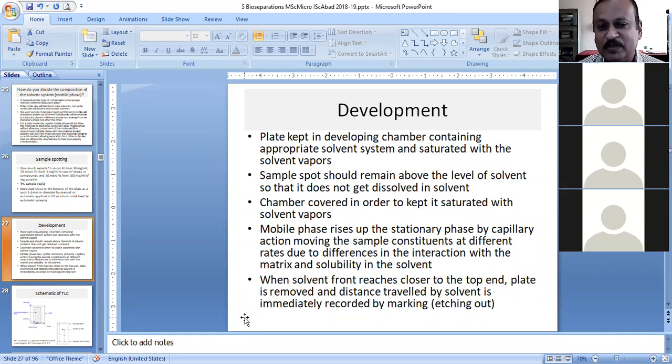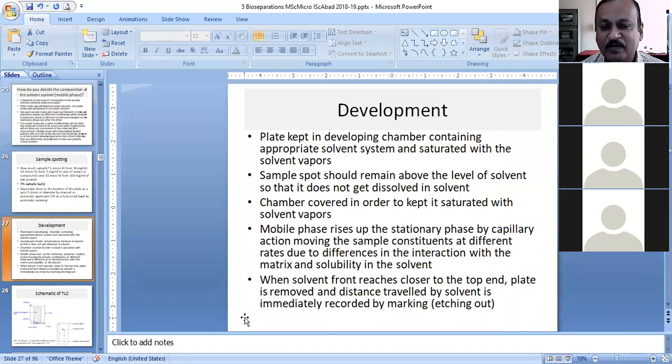So these are volatile solvents, and when you cover your chamber properly, the vapors will develop and saturate the chamber, and only when the chamber is saturated with the vapors, then you put your plate inside. You can again keep it for some time, and then you should allow the actual chromatography to begin. So why is this saturation essential? If the chamber is not saturated, then there is a probability that the chromatographic run will not be uniform.